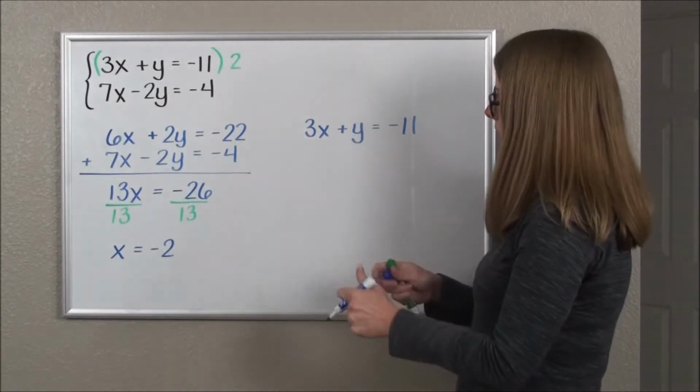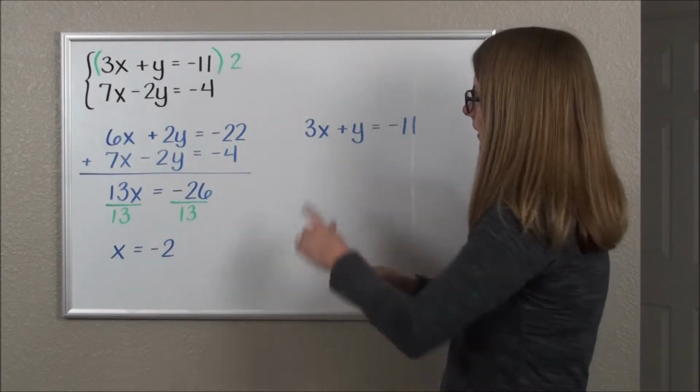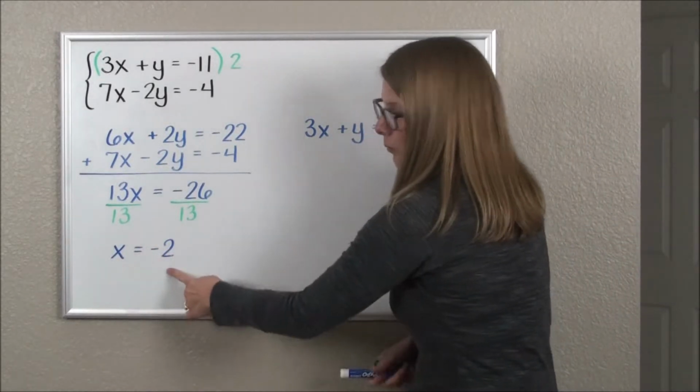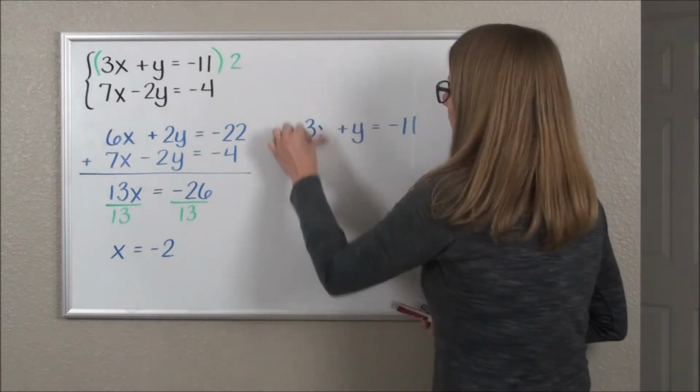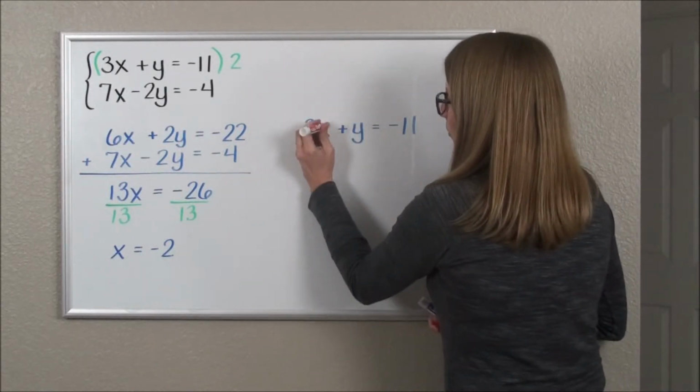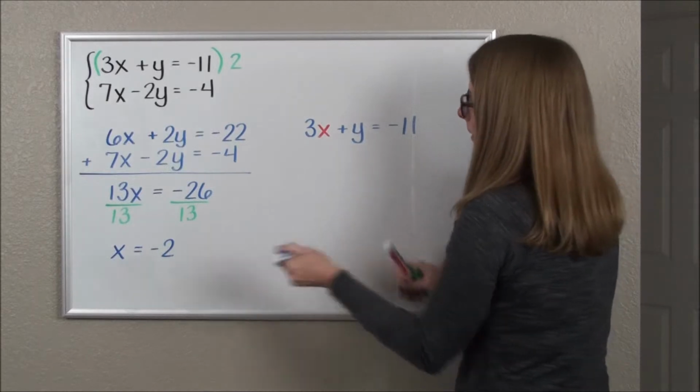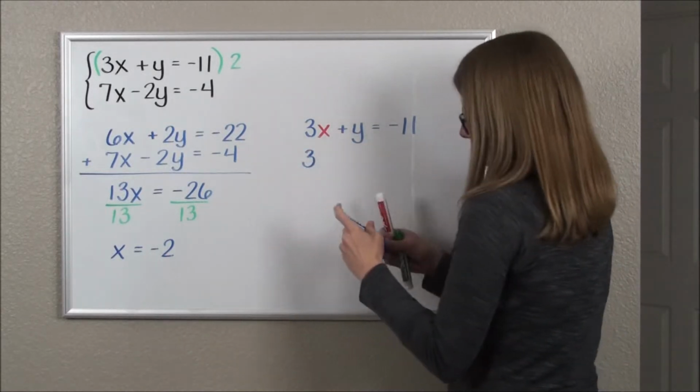So go back to the original, but where I saw the letter x, I'm going to write what it actually equals. So instead of the letter x, we're going to replace that with the number -2.